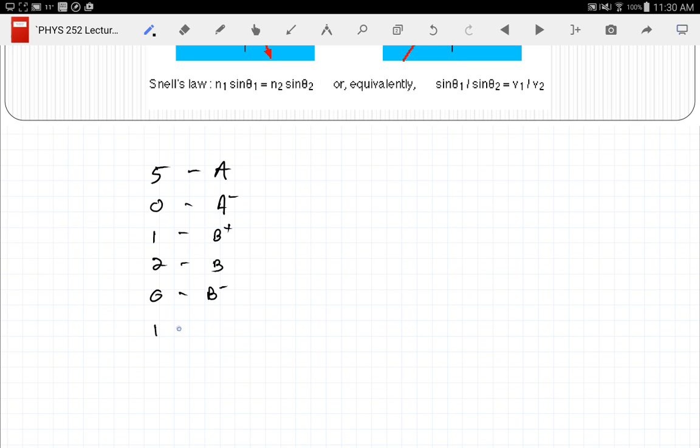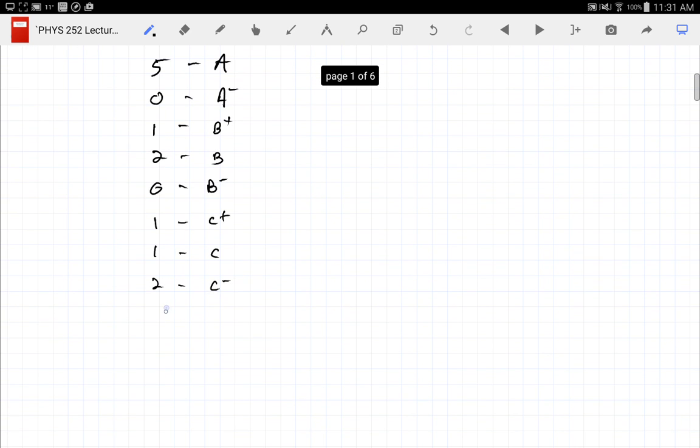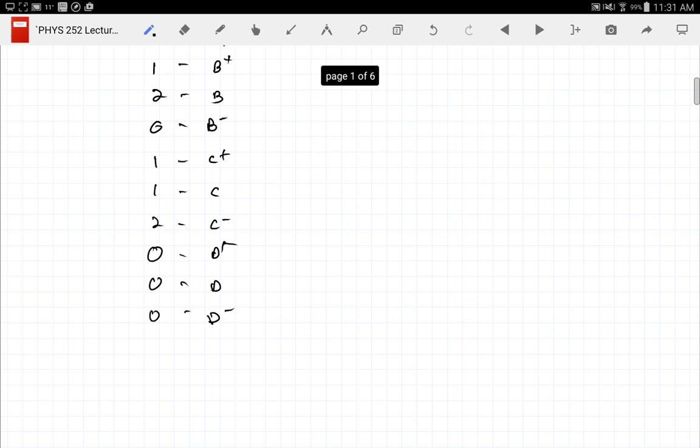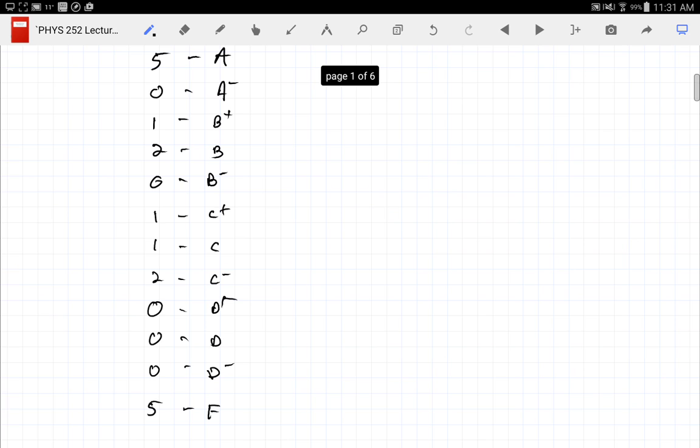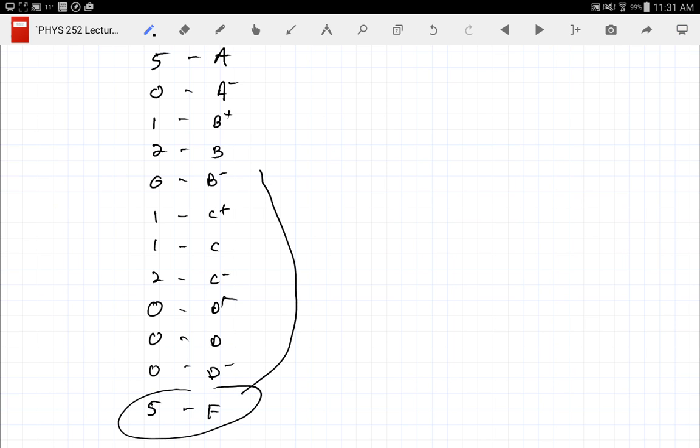What was it? 1 C plus, 1 C, 2 C minuses, nothing in the range of D. And then 5 in the F. It was not the outcome I would like to see. I would like to see these people here up in this range.